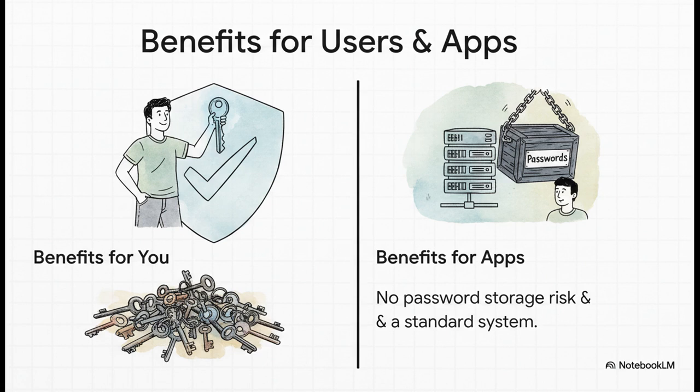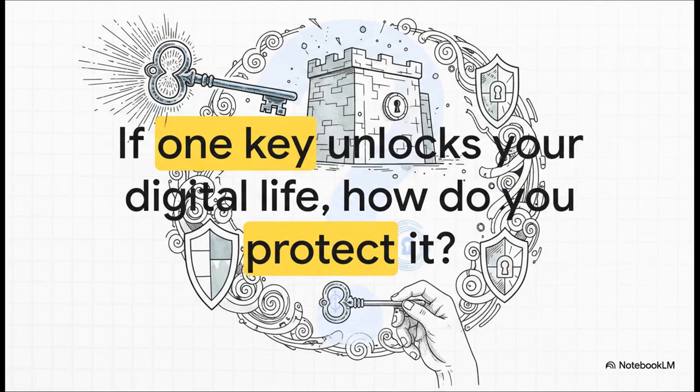And for the apps, it's a huge weight off their shoulders. They don't have to deal with the risk of storing passwords, and they get a reliable, standard system that just works. And this all brings us to one final really important thought. OpenID Connect makes our digital lives so much simpler by giving us a single, powerful key. So the big question we're left with is this. If one key unlocks pretty much everything, what's the best way to protect that one single master key? Something to think about next time you click that login button.